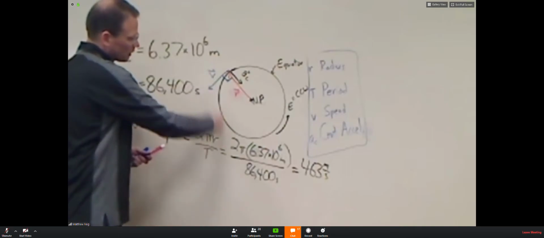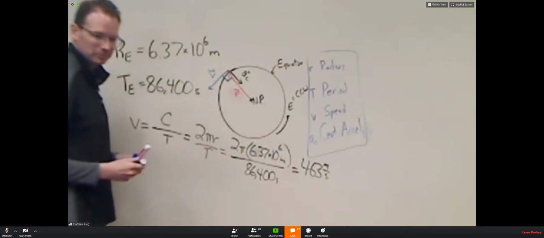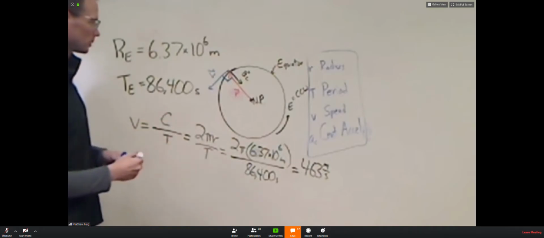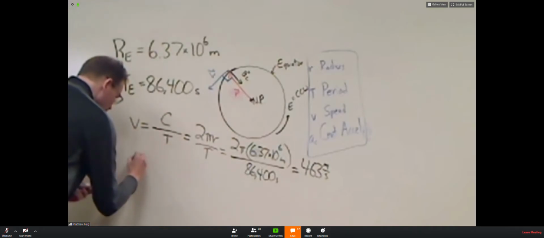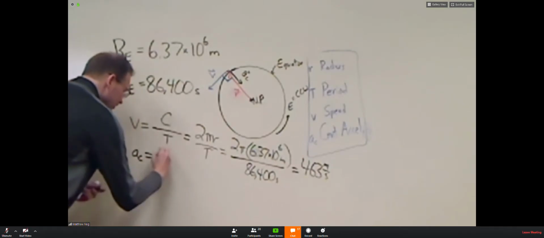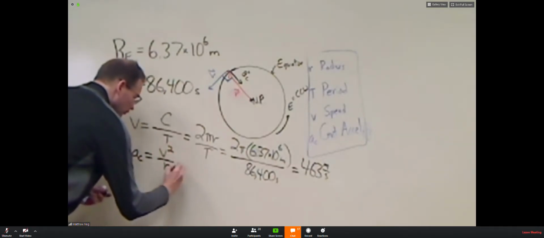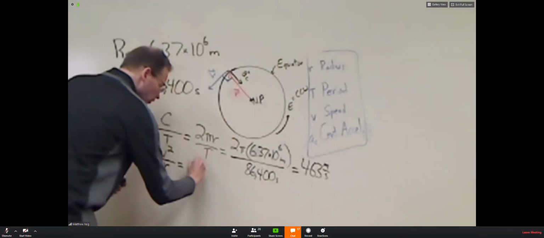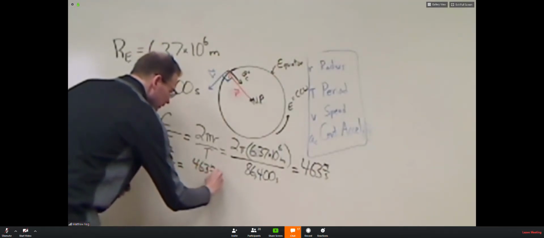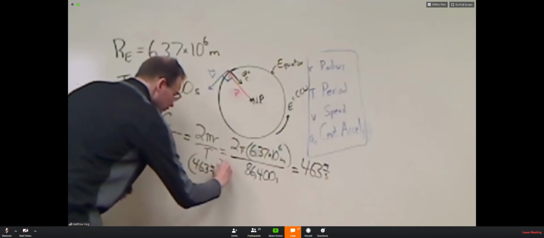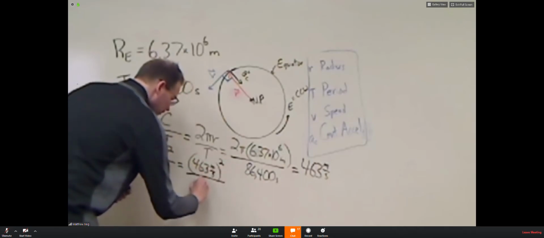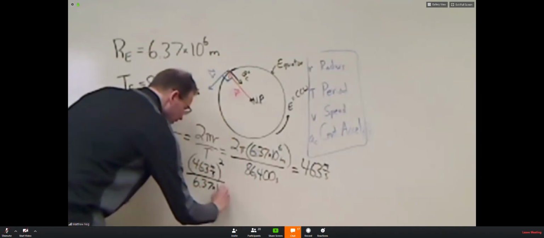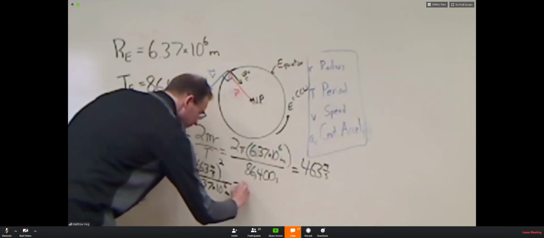Velocity, if you're moving around a circle, is tangential to the path, and acceleration is inward. So what do we get for centripetal acceleration? A_c is velocity squared over radius. The radius here is capital R. We have 463 meters per second, squared, divided by the very large radius of the Earth, 6.37 times 10 to the 6th meters.